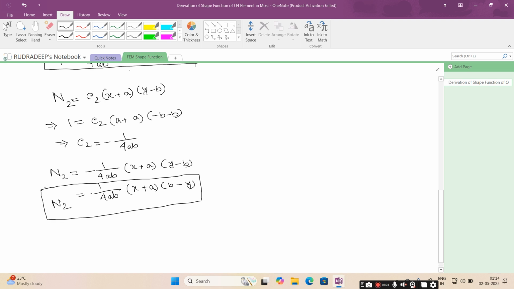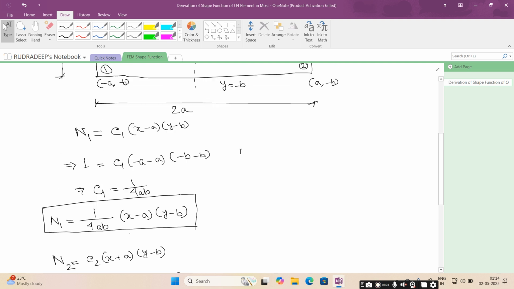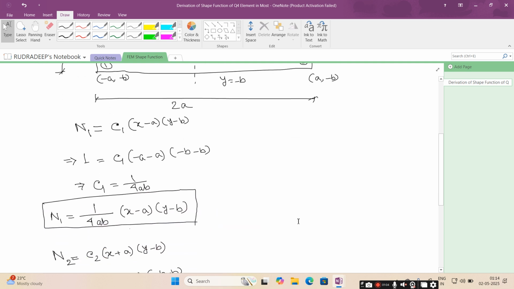In the similar way, I will do for N3 and N4. So just quickly I will do that. For N3, that is node 3, the coordinate of that node is a, b, and the opposite sides are x equal to minus a and y equal to minus b. So for N3, I will take the constant as c3, and the equations of those lines are x plus a, y plus b.